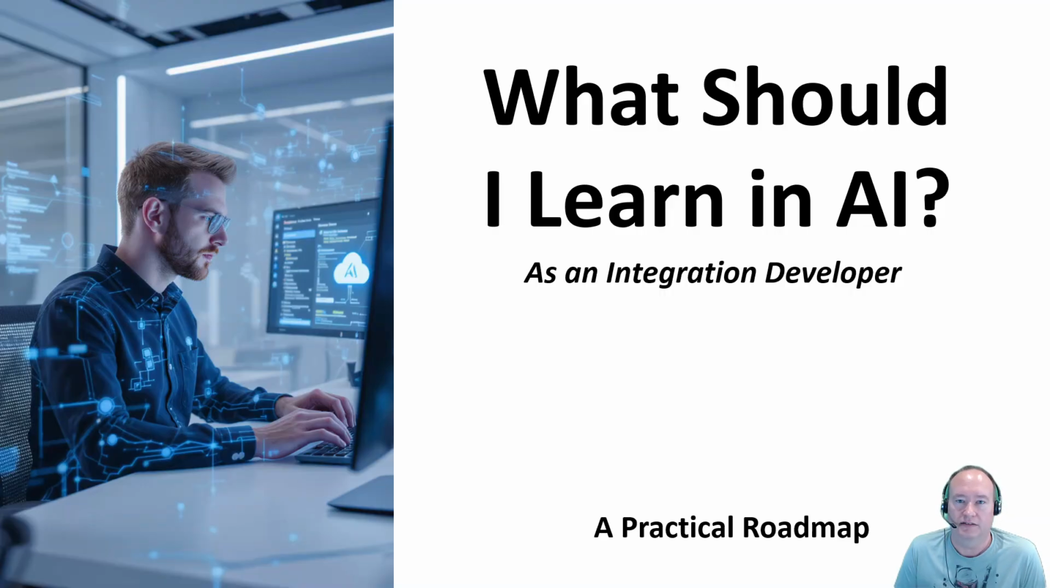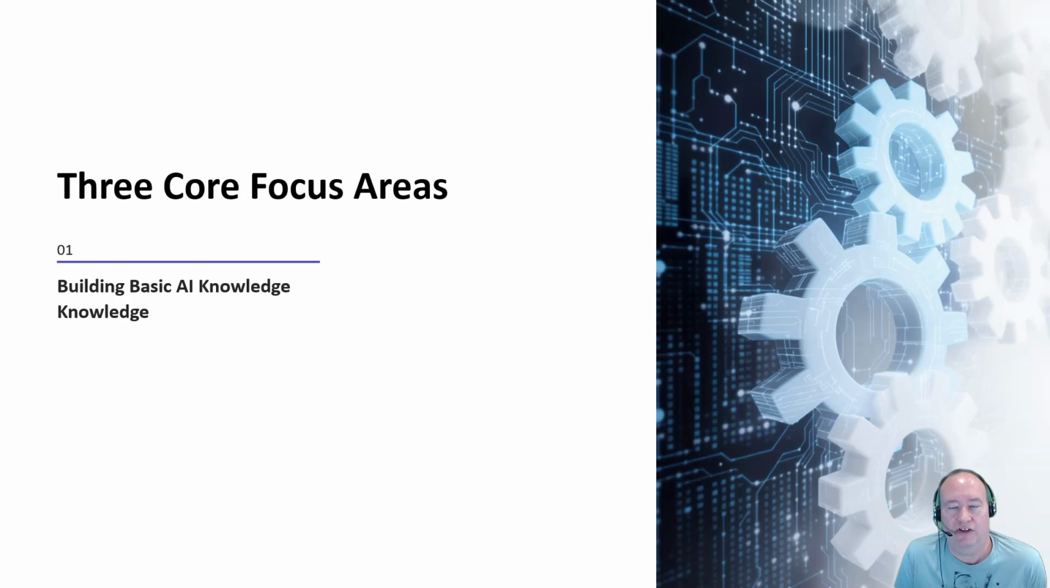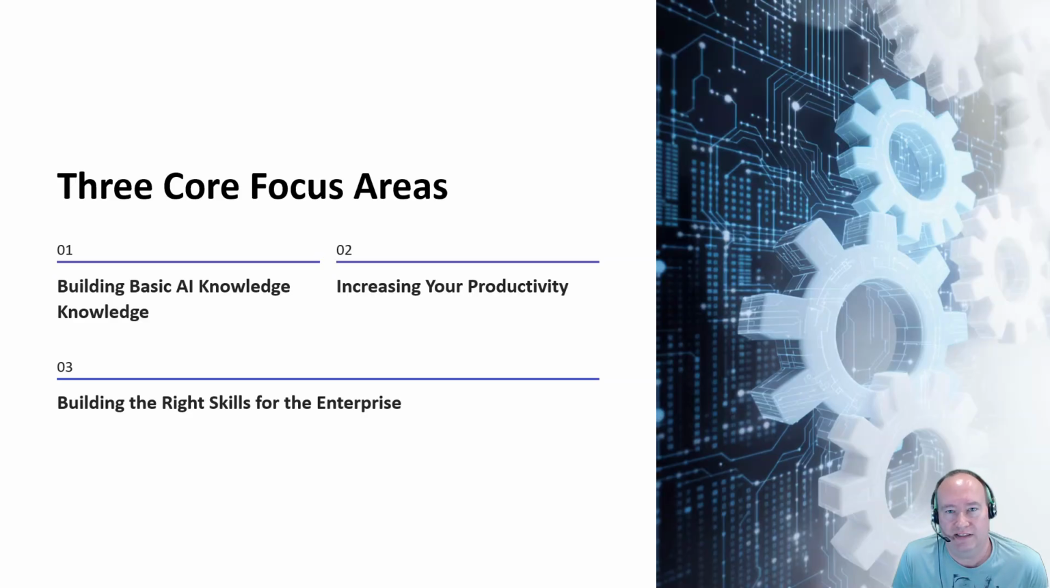Let's jump in. In this roadmap, I'm going to focus on 3 core areas. One is building your basic knowledge of AI. 2 is increasing your personal productivity. And 3 is building the right skills to apply them to the enterprise today. So let's look at all of these one at a time.